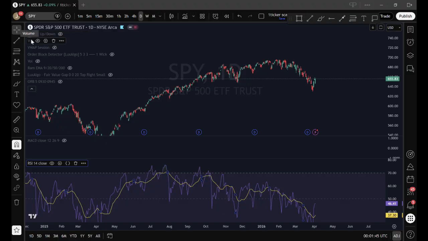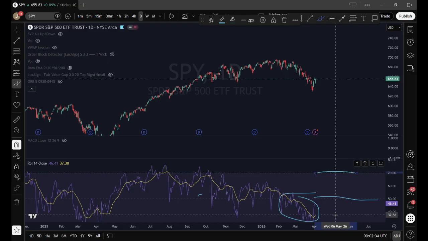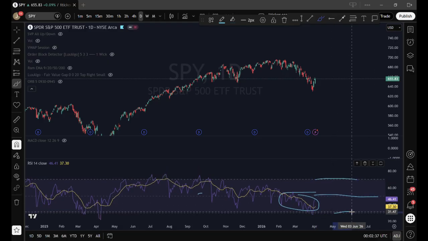RSI stands for Relative Strength Index. It's a momentum indicator. It shows whether a stock or ETF like the SPY is getting too hot, too weak, or starting to shift momentum. It moves. Right here is the RSI. You've got the signal line as well. It moves between 0, which is right here, and 70 and 30, which is down here.